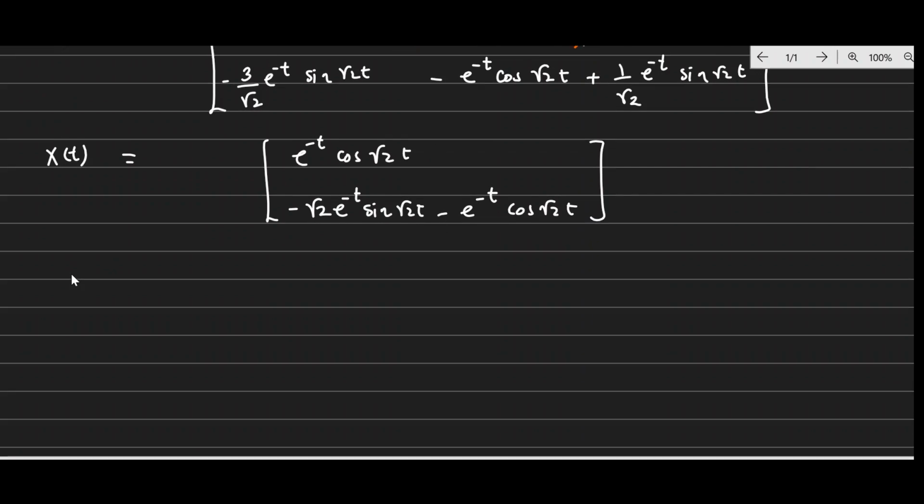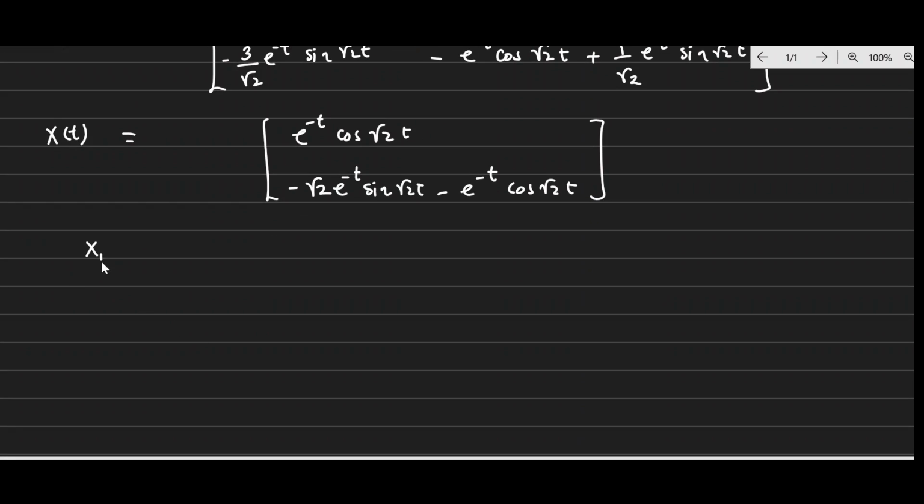So this means that our x1 of t is equal to e to the power negative t cosine of root 2t, and x2 of t is equal to negative root 2 e to the power negative t sine root 2t minus e to the power negative t cosine root 2t. Okay, so this is our solution.